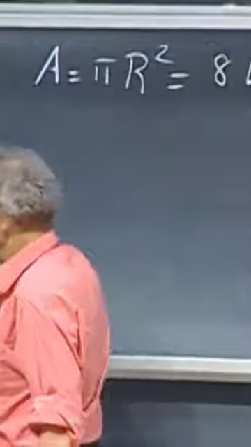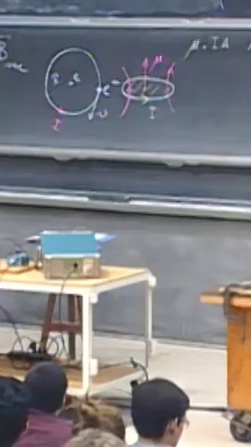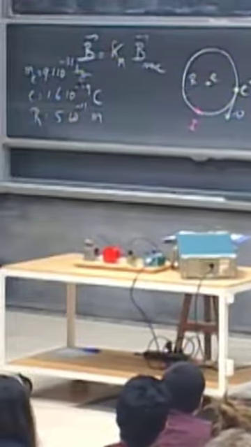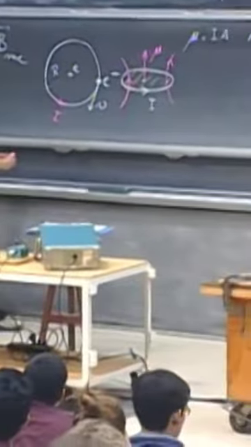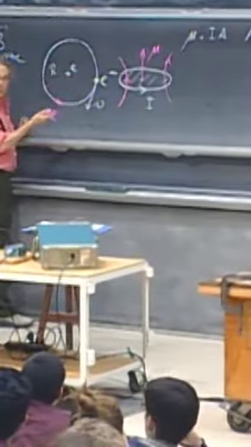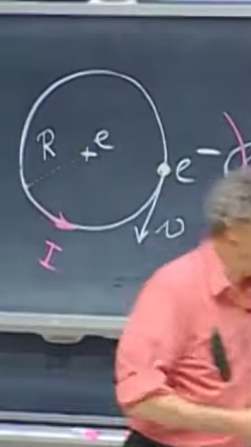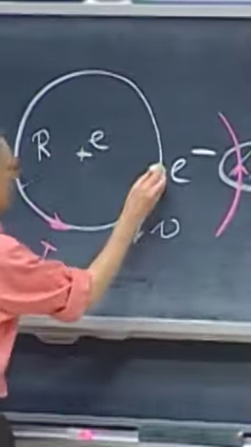So that's easy. But now comes the question, what is I? What is the current? So now we have to do a little bit more work. And we have to combine our knowledge of 802 with our knowledge of 801. If this electron goes around, the reason why it goes around is that the proton and the electron attract each other. And so there is a force in this direction.